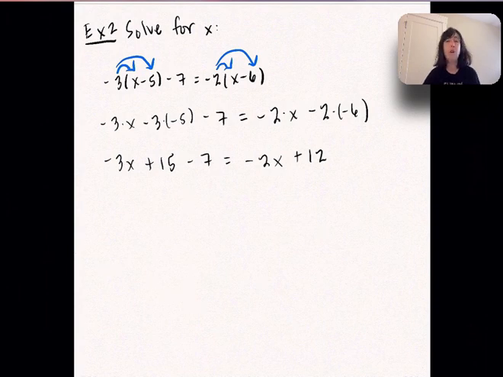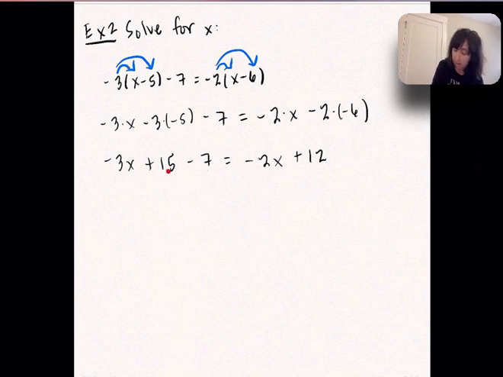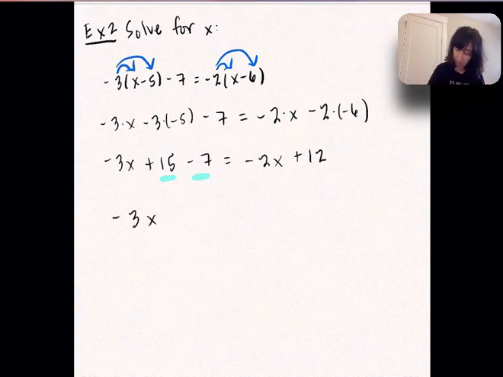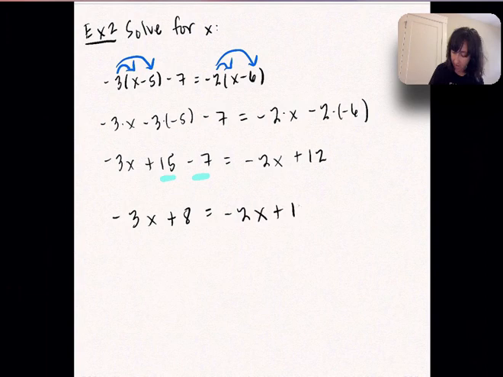Okay, now at this point we have a problem similar to example 1. What should we do? We can combine any like terms that we see on the right and left. Notice that right here we have a 15 and a 7. These are considered like terms because they're both constants, so I can combine them. 15 minus 7 is 8. I don't see any like terms on the right, so I have a constant term and a term with an x, so nothing I can combine.